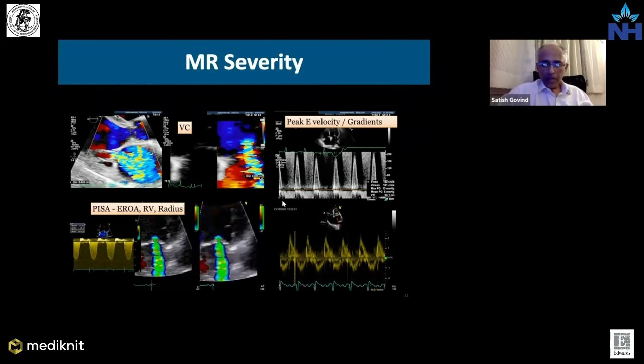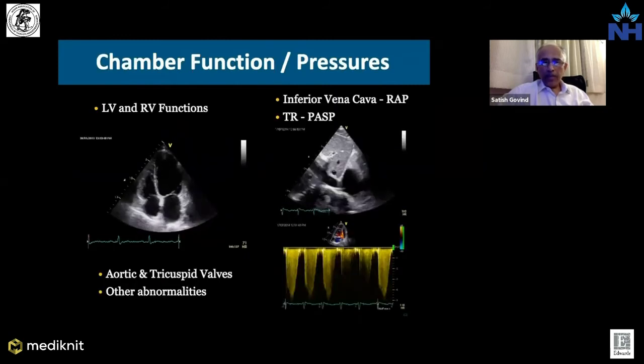Mitraclip. Then looking at the pulmonary vein, especially the S wave: is there blunting, is there reversal? That tells you the severity of the MR. Then the last part is the chamber function analysis, again using standard methods of Simpson's to look at the LV systolic function, the LV ejection fraction.